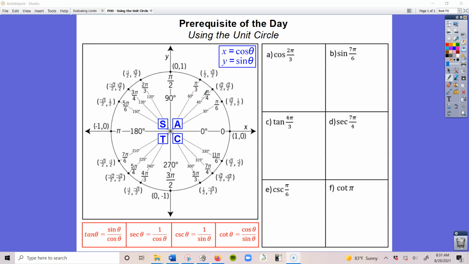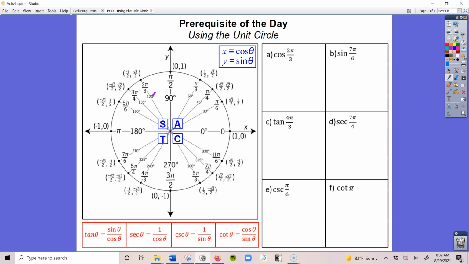Hey guys, before we get into evaluating limits, let's look at how we use the unit circle, since we'll be using that on evaluating limits of trigonometric functions. So here we have the whole unit circle. Now, as a reminder, the coordinates represent the x and the y. X is the cosine value at the angle that's given, and the y value is the sine of the angle.